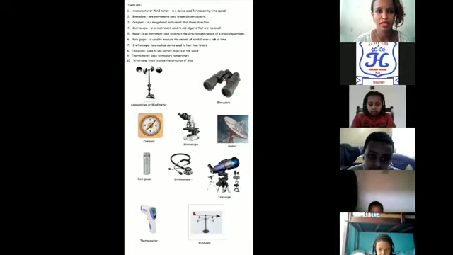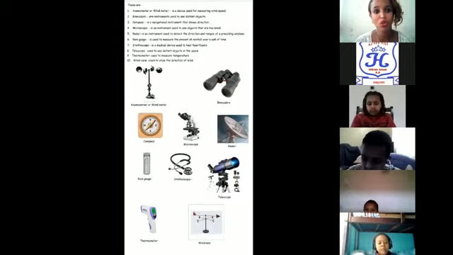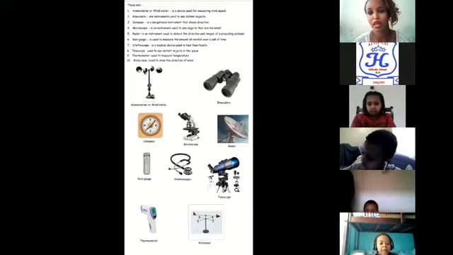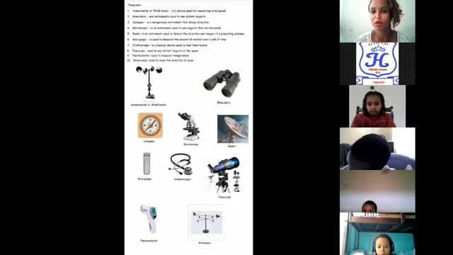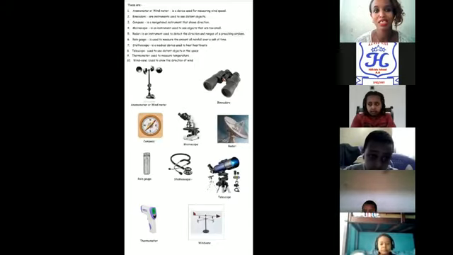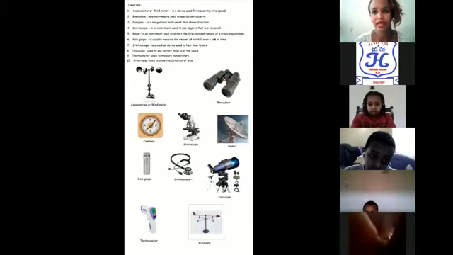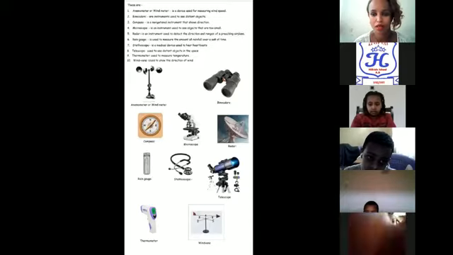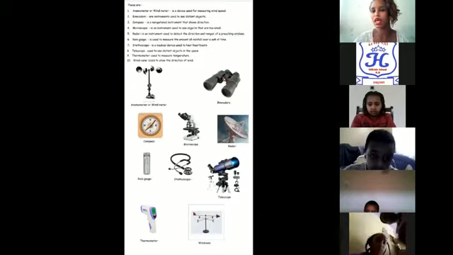And you have to also identify the difference between binocular and microscope, okay? Microscope is to see small objects that are difficult to see, like germs or microorganisms, okay? Whereas the binocular is what? An instrument just to see distant objects, okay? So these are their differences, and you have to differentiate them. And all these are the 10 scientific instruments.